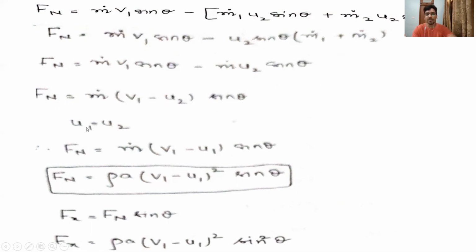And if we take the velocity at the inlet of the plate and at the exit of the moving plate, u1 equals u2. Therefore, putting u1 in place of u2, Fn equals m dot (v1 minus u1) sine theta. The value of m dot is rho a (v1 minus u1). So Fn equals rho a (v1 minus u1) whole square into sine theta. This is the value of the normal force.